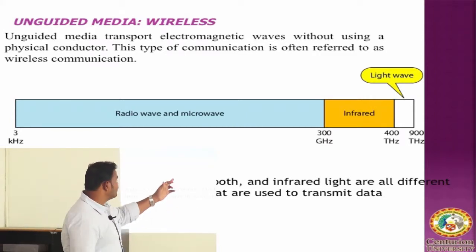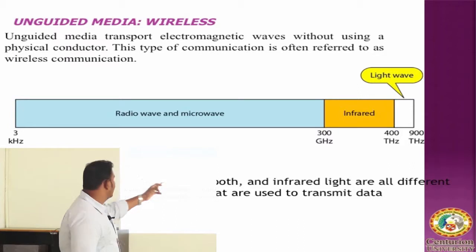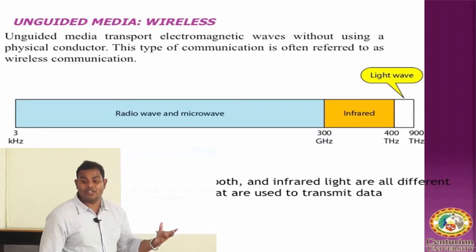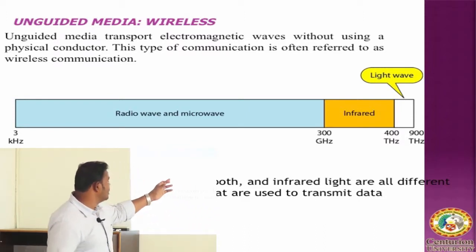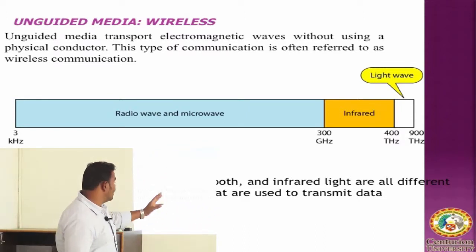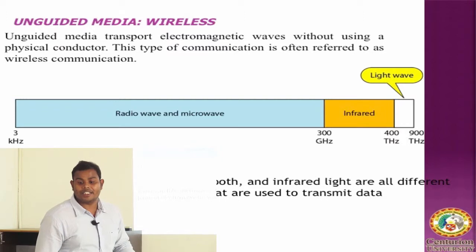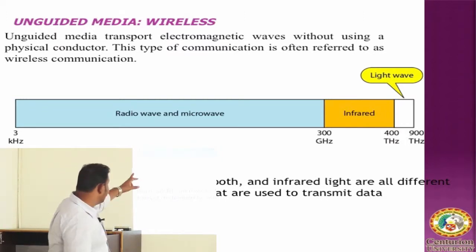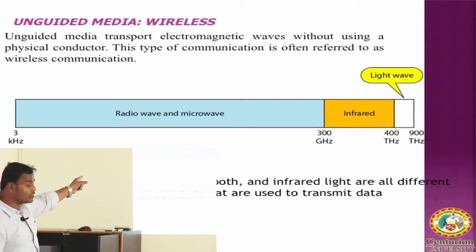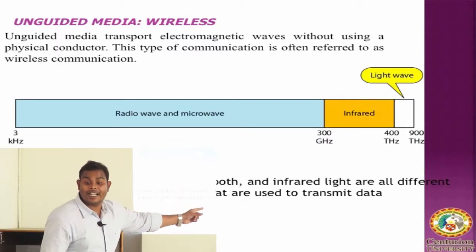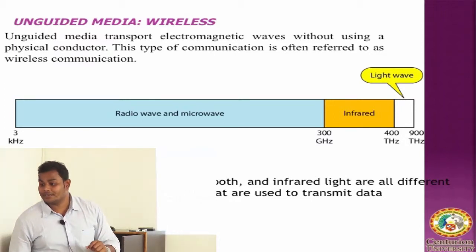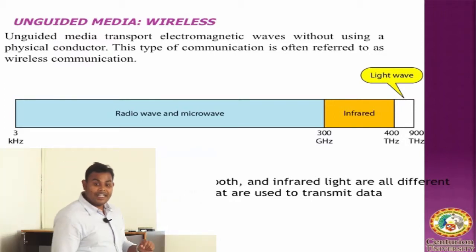So light transmits in this area, your radio signal transmits in this area, and your infrared wave transmits between 300 gigahertz and 400 terahertz. Generally we are using radio waves, that is from 3 kilohertz to 300 gigahertz, for our data transmission.